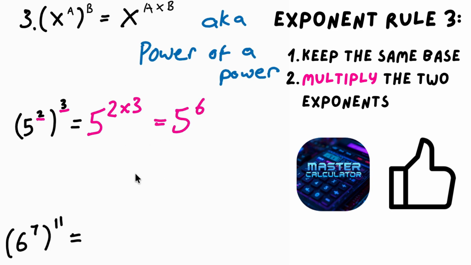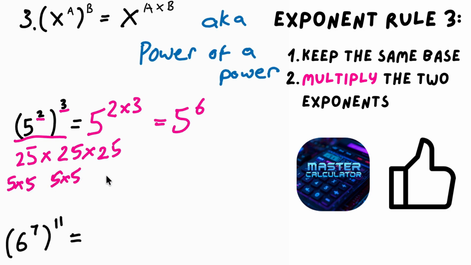But how do we get this answer? Let's see why this works. So first, since we have parentheses, we have to do the 5 squared first. That's 25. And then that 25 is being cubed, so it's being multiplied 3 times by itself. 25 times 25 times 25 is equal to this expression. So let's make the 25s back into 5s. Each 25 is 5 times 5. So one 5 times 5, another 5 times 5, and another 5 times 5.